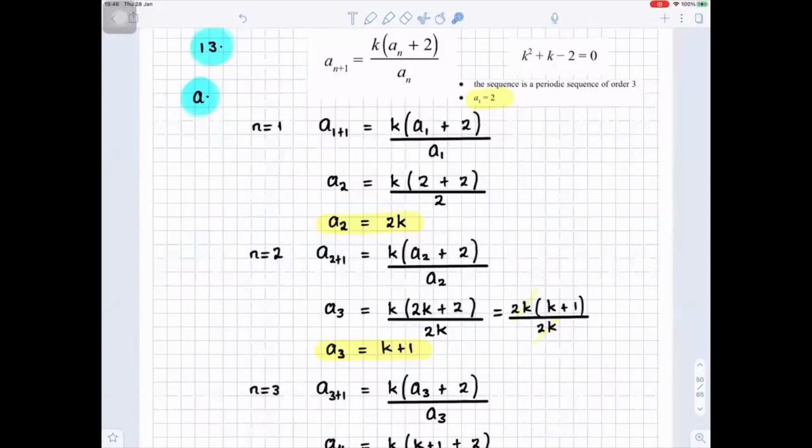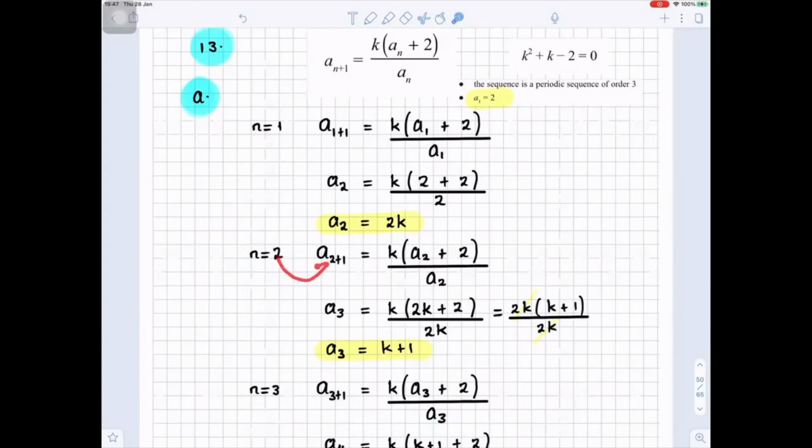So for question 13a, we can start by putting n equals 1. So it becomes a(1+1), which will give you a2. So n is 1, so it's k bracket (a1 plus 2) over a1. But they tell us that a1 is 2. So we replace a1 with 2 and a1 with 2 there. So it'll be 2 plus 2 times k over 2. So it'll be 4k over 2, which will give you 2k. So a2 is 2k.